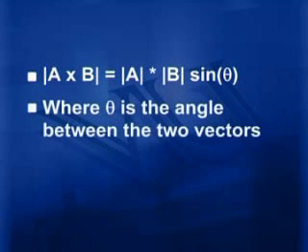Another way of looking at that cross product would be the magnitude of A times the magnitude of B multiplied by the sine of the angle between the two vectors. That would also give us the cross product, where theta is the angle between the two vectors. So if A and B are making an angle theta between them, we can express the cross product as the magnitude of the first vector times the magnitude of the second, or length of A times length of B, multiplied by the sine of the angle between the two.